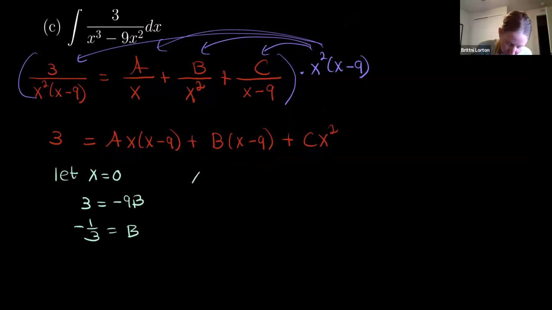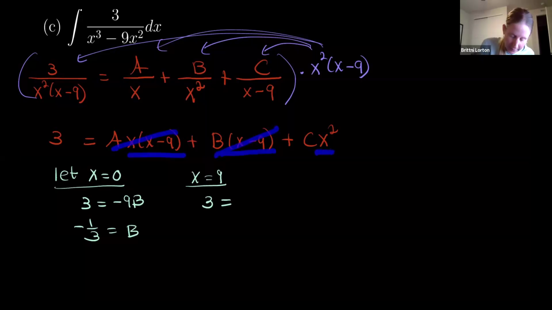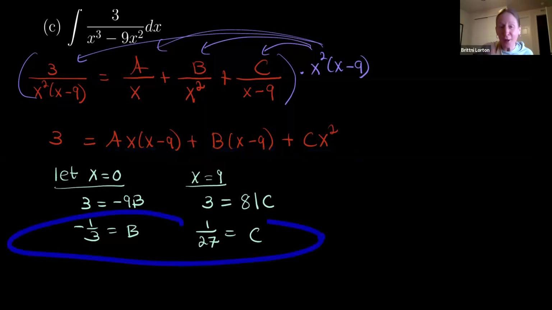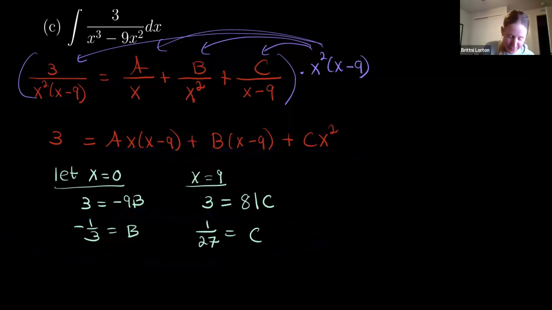Okay, and then I'm going to try another one. Let's try x equals 9. If x is equal to 9, this would be 3 is equal to 9 minus 9 is 0, so that's gone. 9 minus 9 is 0, so that's gone. And then 9 squared is 81, so I would have C times 81. So I got C is equal to 1/27. And then the tricky part about this method is I ran out of good choices. There's no other choice for x that will make something cancel, but I still only solved for 2 of the variables. I need to solve for A.